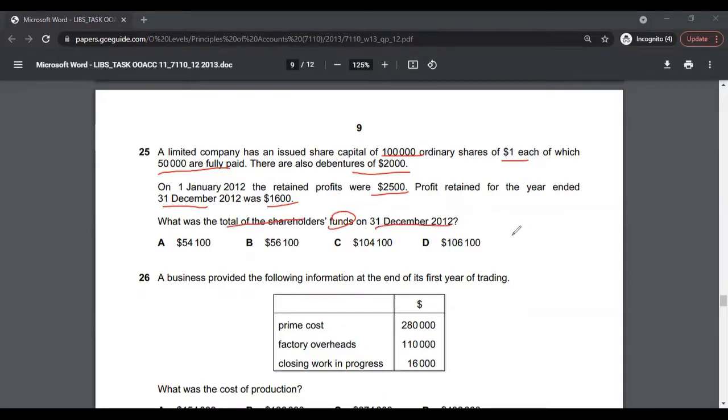So we have to calculate the equity amount, the shareholders' fund, and that will only include the 50,000 here. Opening profits 2,500, and then the 1,600. So if we sum this up, 50,000, 2,500, and then add the 1,600 as well. That comes to 54,100. The answer to multiple choice 25 is option A.